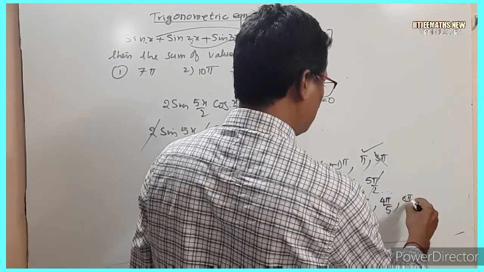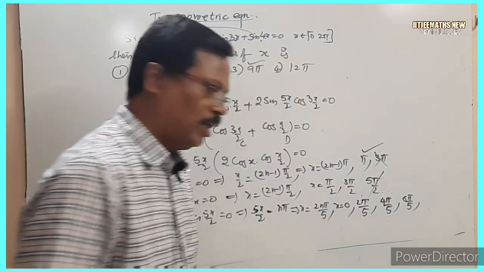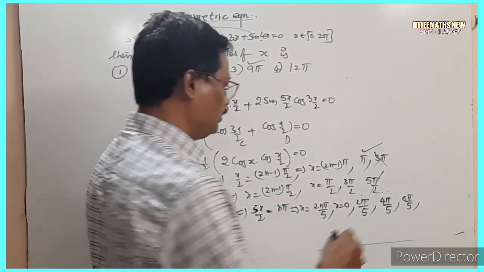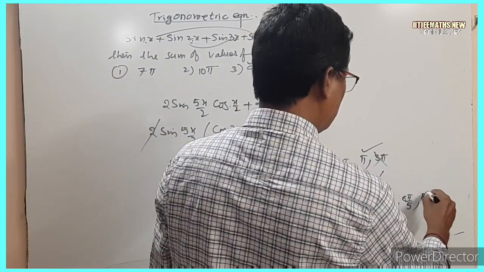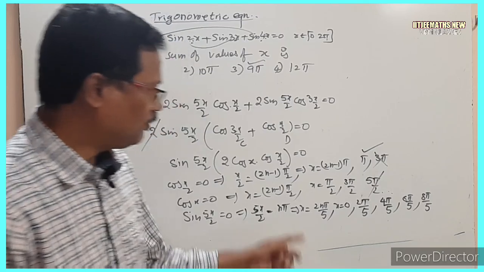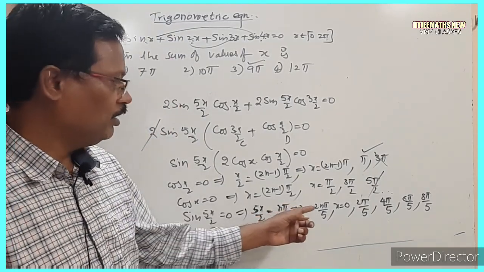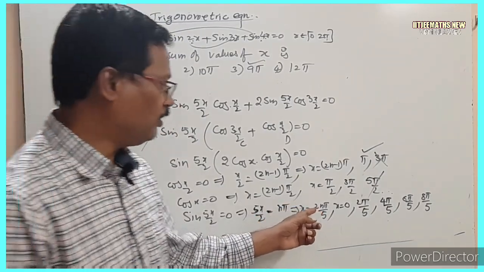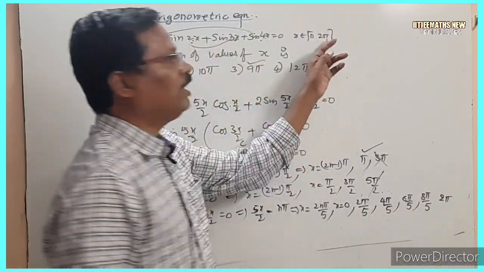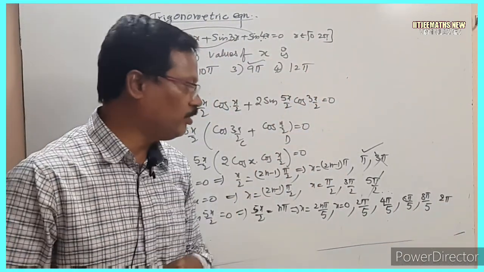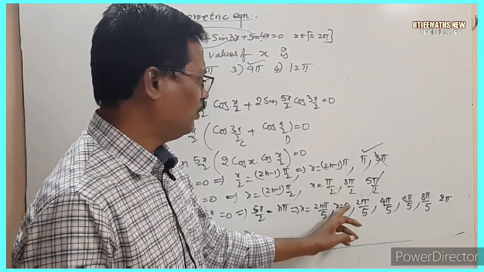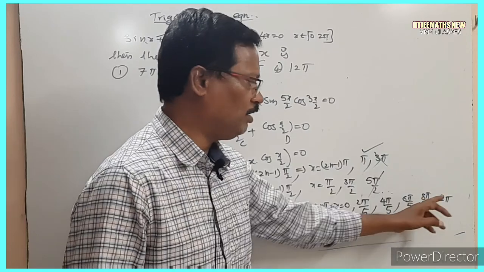Okay? And put n is equal to 4, that is 8 pi by 5. And put n is equal to 5, that is 10 pi by 5, that is 2 pi. Now we can take up to 2 pi, 2 pi is also included. Now this is 1, 2, 3, 4, 5, 6, 7, 8, 9.